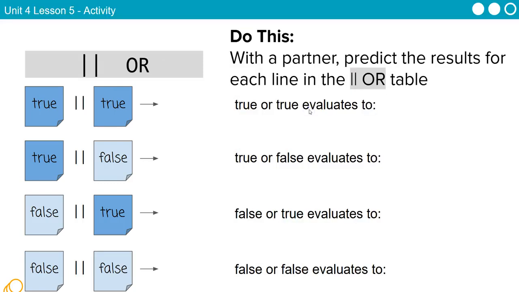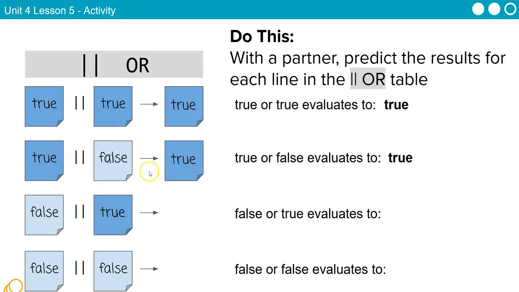So we then look at the OR truth table, because this one is different. The OR is almost the exact opposite of the AND table. So if the left side is true or the right side is true, the entire expression is true. If the left side is true and the right side is false, the entire expression is true. If the left side is false or the right side is true, the entire expression is true. And if the left side is false or the right side is false, the entire expression is false.